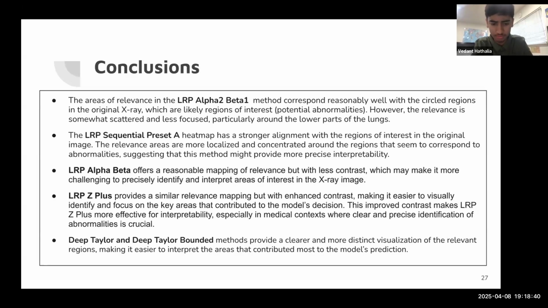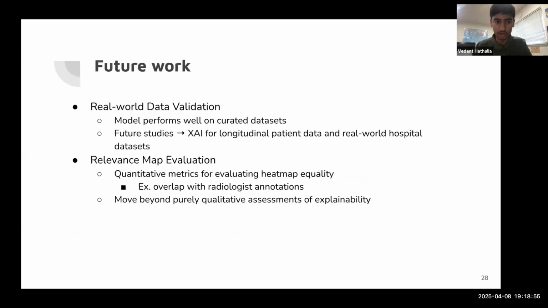For Deep Taylor and Deep Taylor bounded, they're a little more computationally intensive, but it's much more distinct visualization of the specific relevant regions for the overall diagnoses, which makes it much easier to interpret those areas that correspond to the overall model prediction. In terms of future work, we're trying to take it in two major directions.